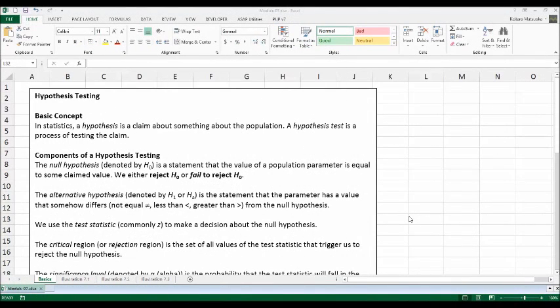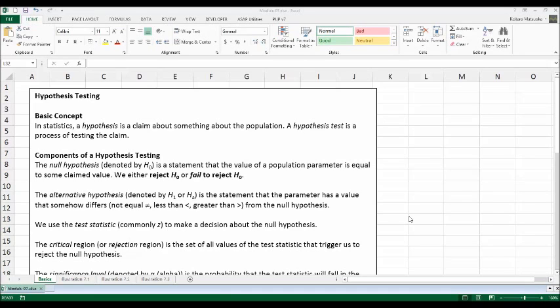Module 7 is about hypothesis testing. Basically, in statistics, a hypothesis is a claim about something, and it could be anything about a population. So somebody's making a claim, and the hypothesis test is the process of testing that claim.